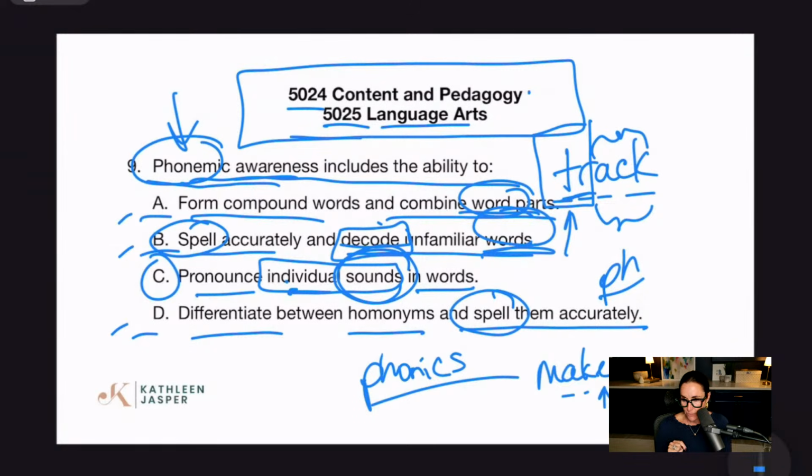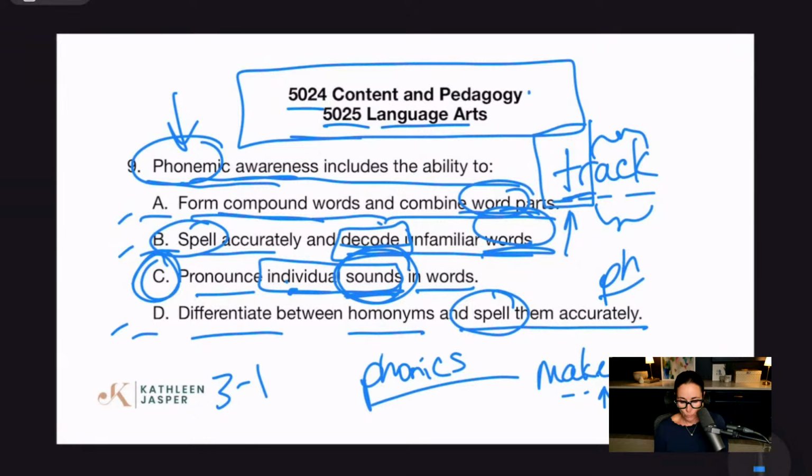Another think-like-a-test-maker strategy here, for those of you taking the test today, this is also a 3-to-1. There are 3 that are similar here and 1 that is different. And the one that is different stands out. It's talking about sounds only.